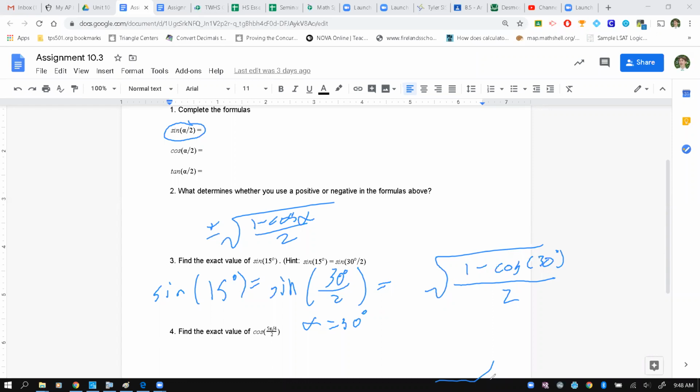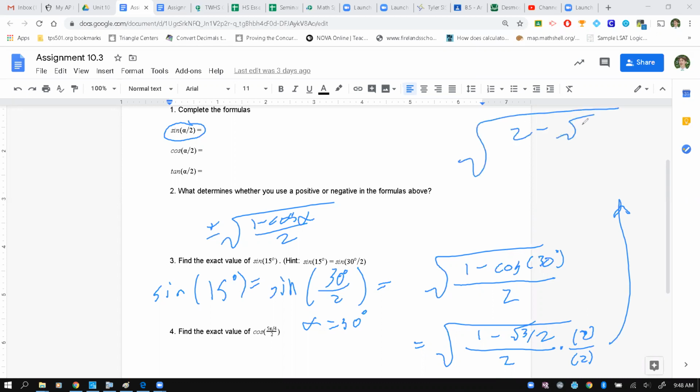And then if you evaluate this, again, you just use the unit circle. The cosine of 30 is, I believe, the square root of 3 over 2. So then this becomes the square root of 1 minus the square root of 3 over 2, all over 2. And then I would probably simplify this a little bit so there's not a fraction within a fraction. To do that, I'd multiply everything in the numerator by 2 and everything in the denominator by 2 to get the square root of 2 minus the square root of 3 over 4. And then the square root of 4 is 2. So the final answer is the square root of 2 minus the square root of 3 over 2.